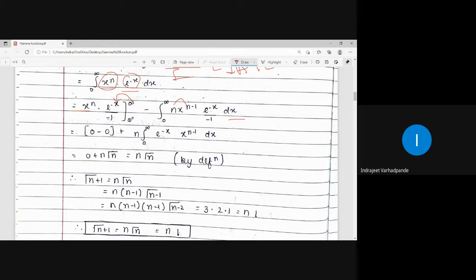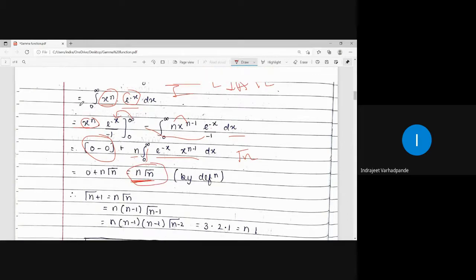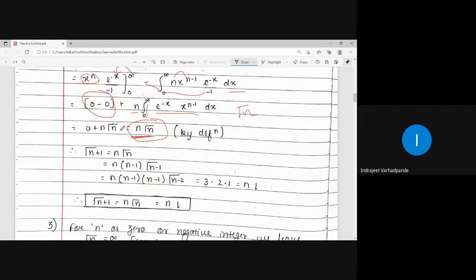When you put the lower limit as 0, 0 into any term is 0. So the first bracket will be 0, a null value. Minus of minus will become plus. N multiplied by the integral from 0 to infinity of e to the power minus x into x to the power n minus 1 dx is, by definition, a gamma function. So I am getting 0 plus n gamma n, and on the LHS we had gamma n plus 1. So I am able to put the value as gamma n plus 1 is equal to n gamma n.